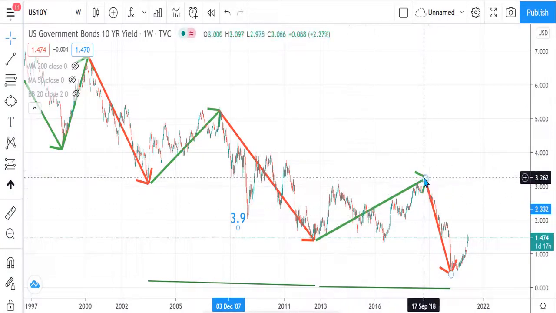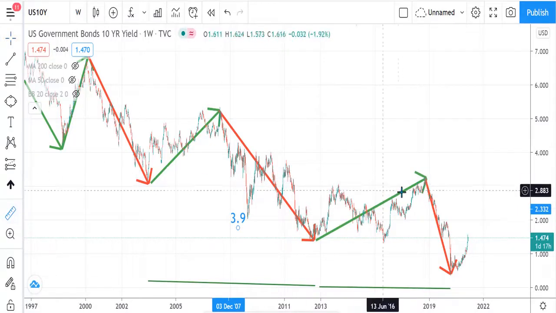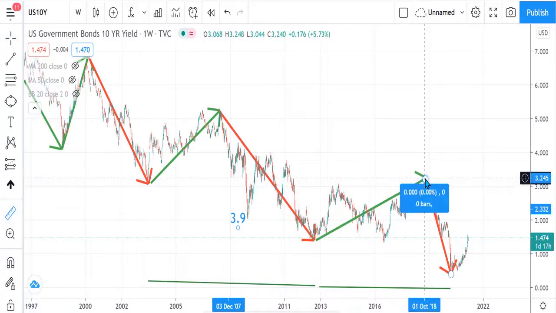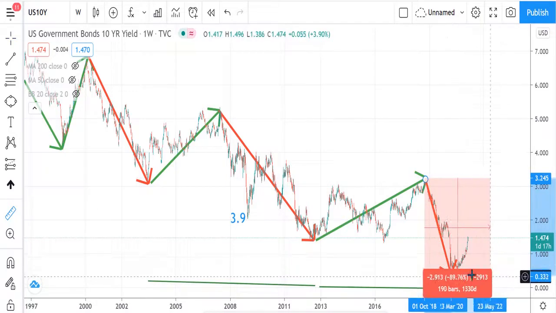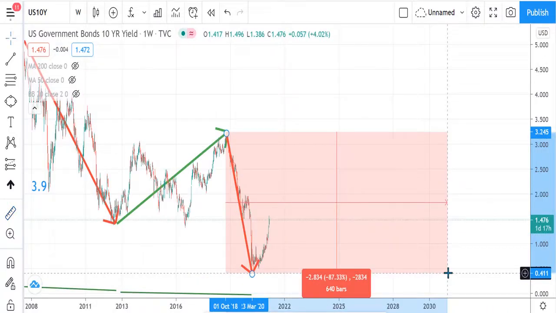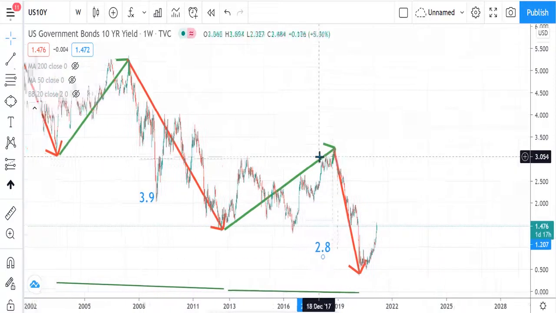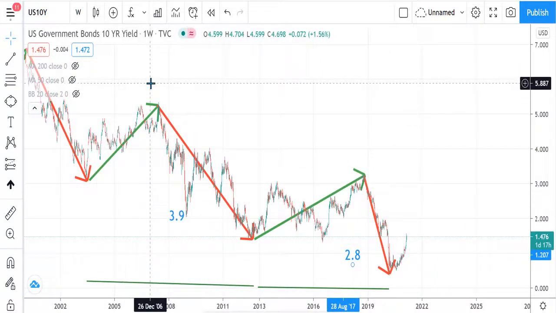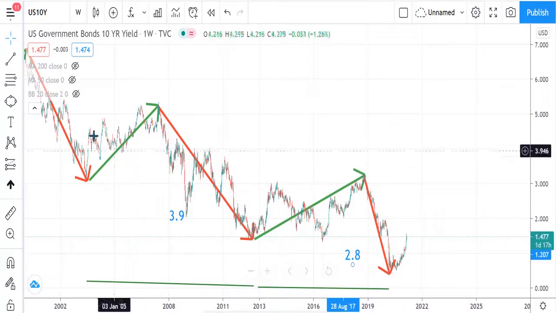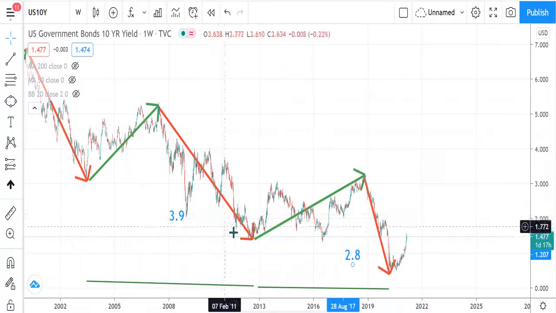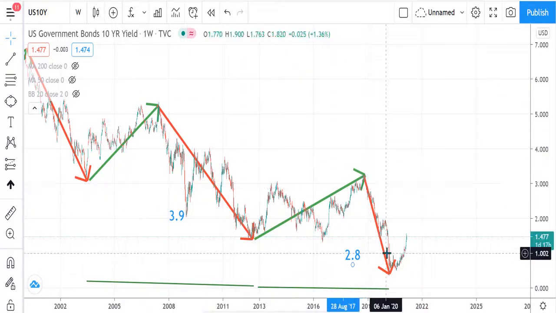Then for the second round, we take the top there and then take the low here. It's about 2.8. So in terms of the downward move, it is actually getting weaker. In the first cycle it was 3.9, now it's 2.8. So it's getting weaker, and we can conclude that this is a weak downtrend. The chance of it going further down is actually kind of minimal.